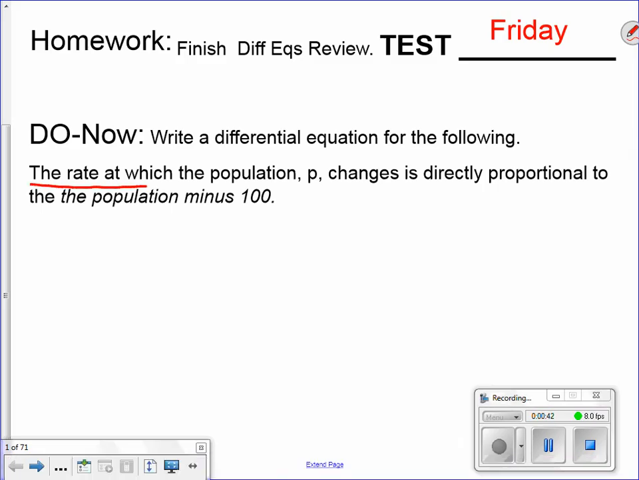It says the rate at which the population P changes is directly proportional to the population minus 100. Let's see if we can rewrite that. Anyone want to give it a shot? Cameron.